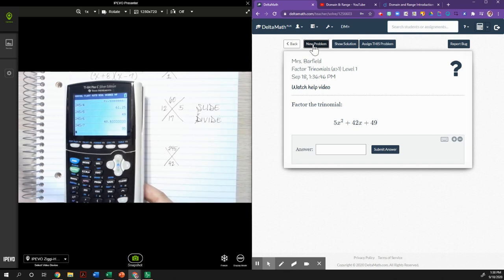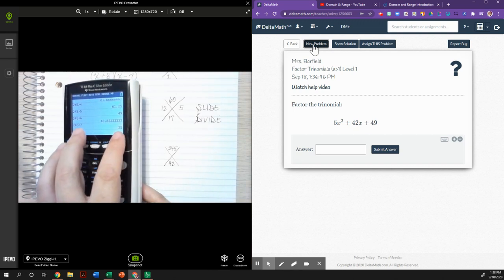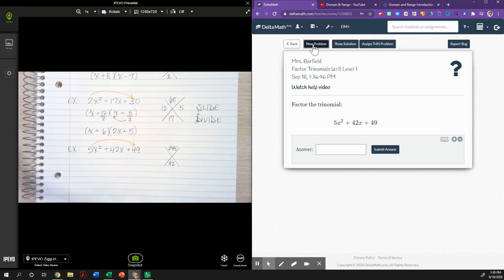especially for numbers that they don't know. And this is where you got to keep an eye on it because you might skip it if you're going too fast, because it's right here. 7 and 35. When I add those, I will get 42. So I put 7 and I put 35.